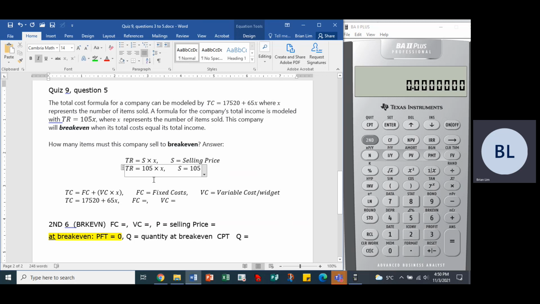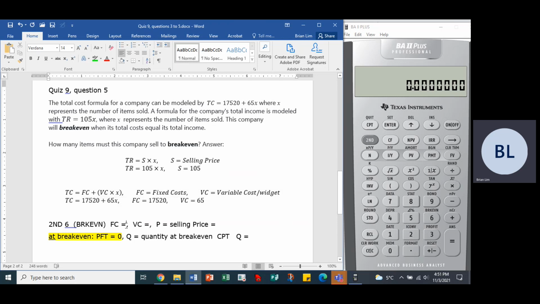Now, this formula with the total cost is fixed cost plus variable cost per item times x. So the fixed cost must be this 17520, and we put that in here. The variable cost must be this number right here, this 65, so let's put that in there. So we have the information to use the calculator.